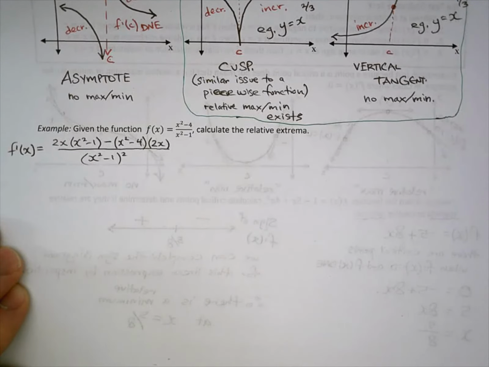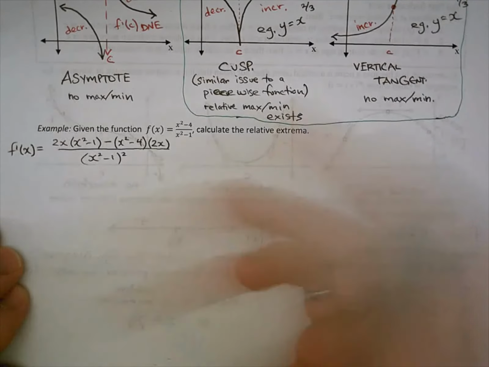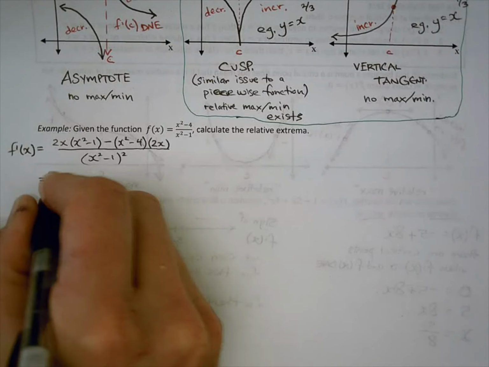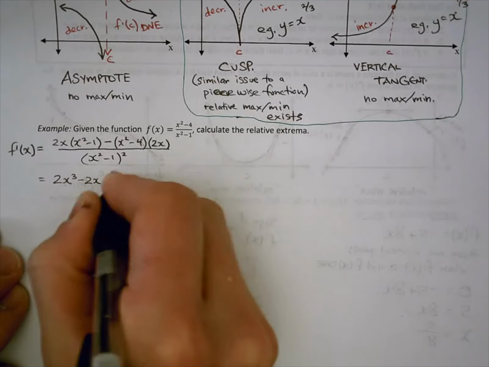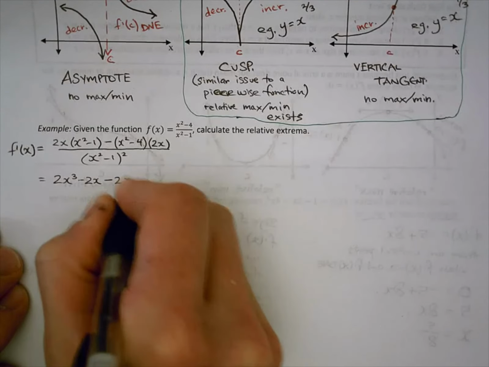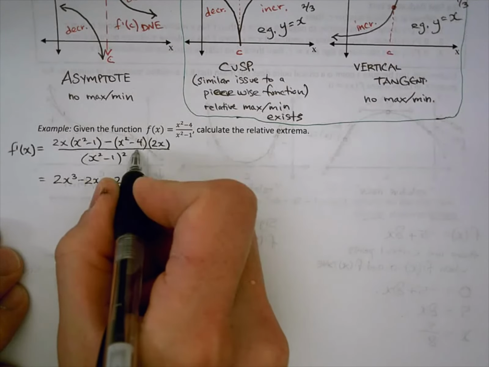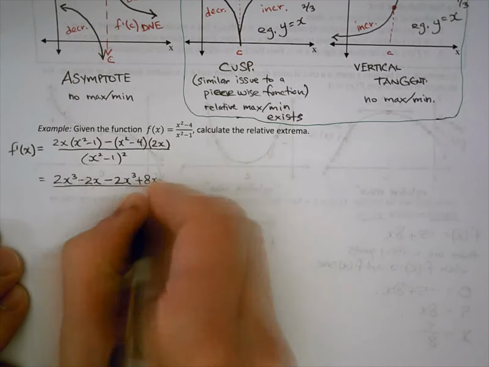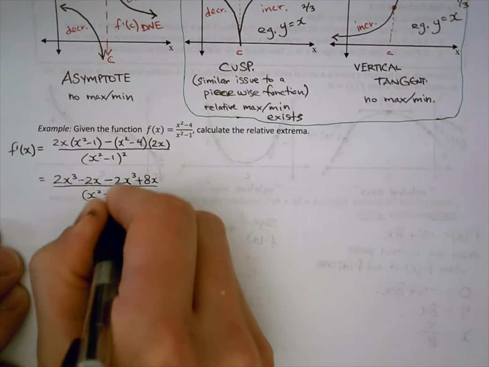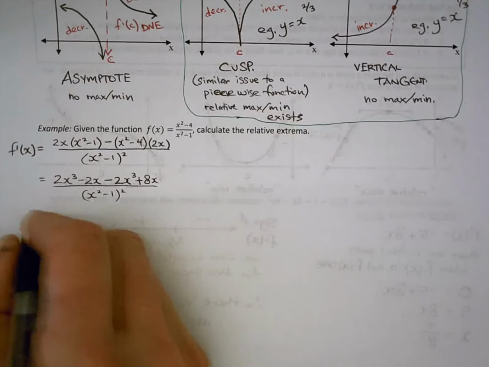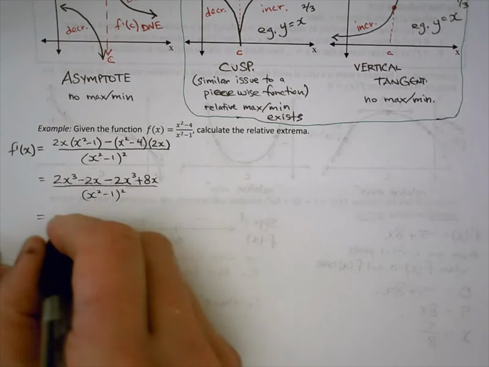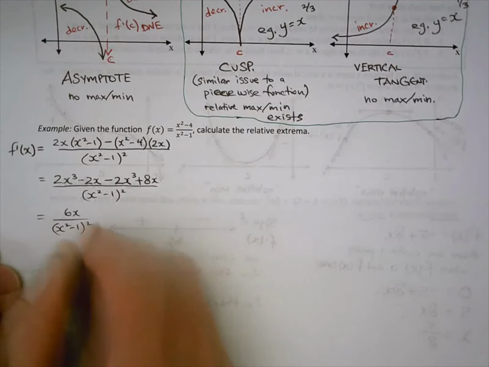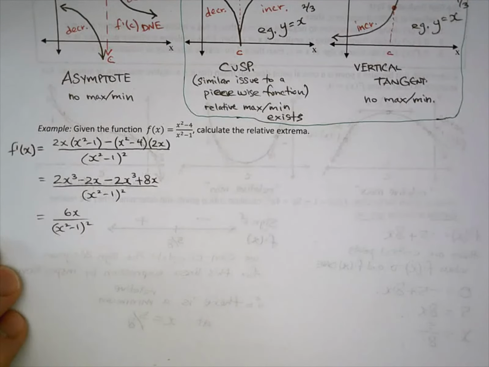Now let me clean this up a little bit. Remember, the goal is to get it so that it's a bunch of factors. So let me expand the 2x. So I get 2x cubed minus 2x minus 2x cubed. Then we get minus 8x minus minus, so plus 8x over x squared minus 1 to the power of 2. Okay, and now I end up with 2x minus 2x, so I end up with, was it 6x over x squared minus 1 all squared. Okay, so that's a pretty good factored version of my derivative.